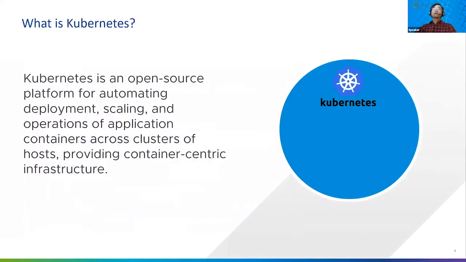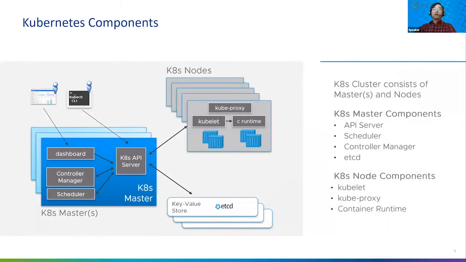Then let's look at Kubernetes. Kubernetes is a container orchestration platform. It orchestrates deployment, scaling, and operations of application containers across the cluster of hosts. A Kubernetes cluster consists of masters and worker nodes. The masters run the core control plane services of Kubernetes, including the API server, scheduler, controller manager, and the etcd store. The API server exposes the REST API to both applications and to Kubernetes components.